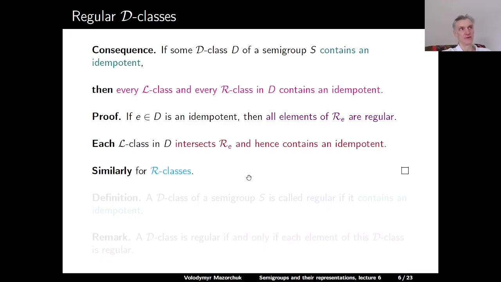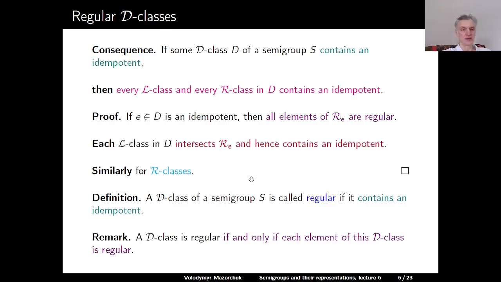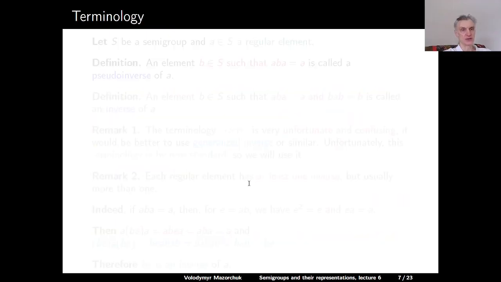So similarly for R classes. So if we have a D class which contains an idempotent, then any left and any right class inside this D class contains an idempotent. And the D class of a semigroup S is called regular if it contains an idempotent. And we can now say that a D class is regular if and only if each element of this D class is regular.